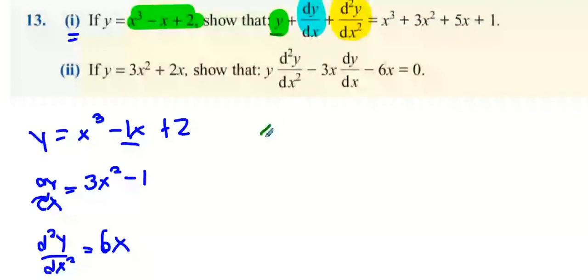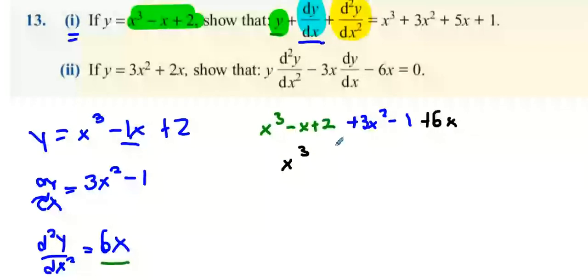Well, y is x cubed minus x plus 2. dy dx is 3x squared minus 1. And then the second derivative, which is the yellow one, is simply 6x. Add them all together. x cubed minus 1x plus 6x is plus 5x.